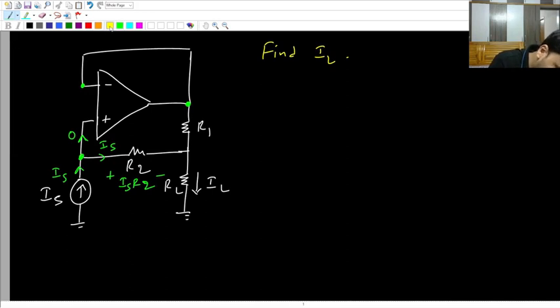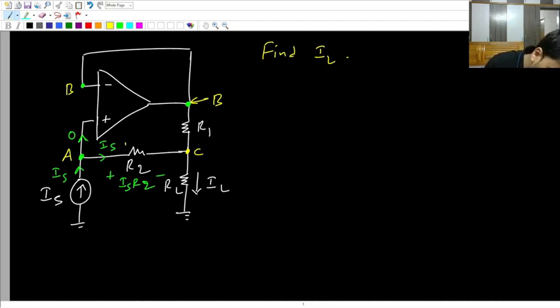Let me call this point as A. Let me call this point as B. Let me call this point as C. Now if this is B, then what about this point? This is also B. Yes or no? Yes. Because this point is directly shorted to this point. If that is B, then this is also B.